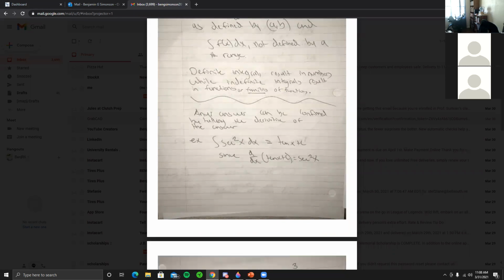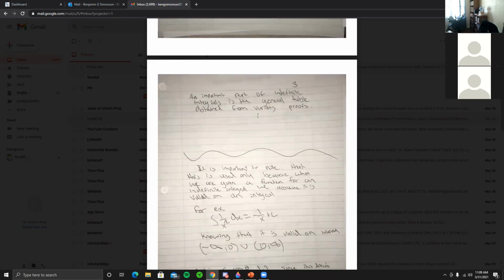Also, as shown in the example, any answer can be confirmed by taking the derivative of the answer. So here we can see the example: the antiderivative of secant squared x dx is equal to tan x plus c, since the derivative of tan x is equal to secant squared x. This is also found through a table that I'll later go over, and the table can be found by a series of proofs, but I think it's best to just commit the table to memory as it's faster.